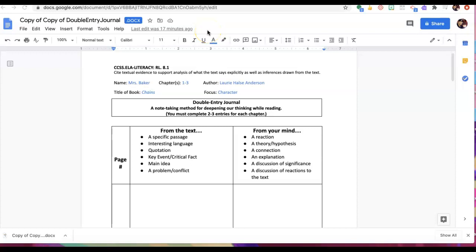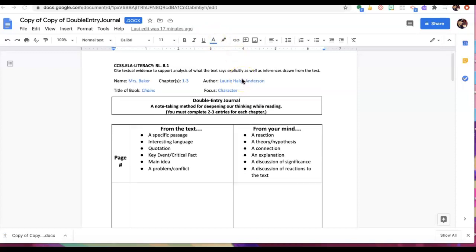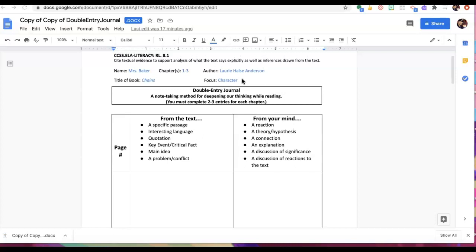I just wanted to pop on here and give you a little overview of the double-sided journal entry and what's expected. I know you guys have done this before with Miss Rye, but that was a little while ago. So we are going to be completing double-sided journal entries for chains. Our focus is going to be character this go around. So when you are pulling evidence from the text, I really want you to try to focus on character because that is going to be our focus for the first part of the novel.